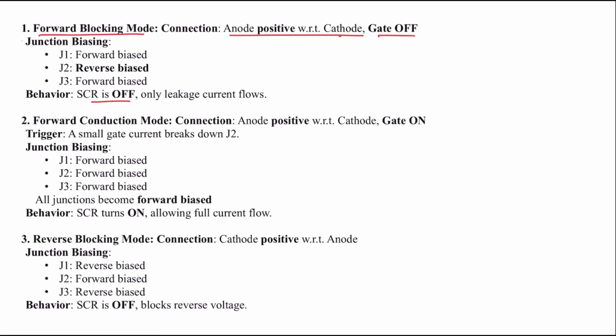is off state. In forward conduction mode, anode is positive with respect to cathode and gate is on. Junction J1 is forward biased, J2 is forward biased, J3 is forward biased, and the SCR acts like an on switch, allowing current to flow. In reverse blocking mode, cathode is positive with respect to anode. Junction J1 is reverse biased, J2 forward biased, J3 reverse biased. The silicon control rectifier is off.